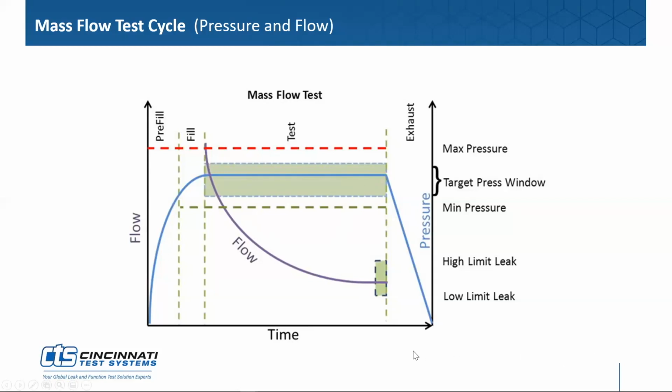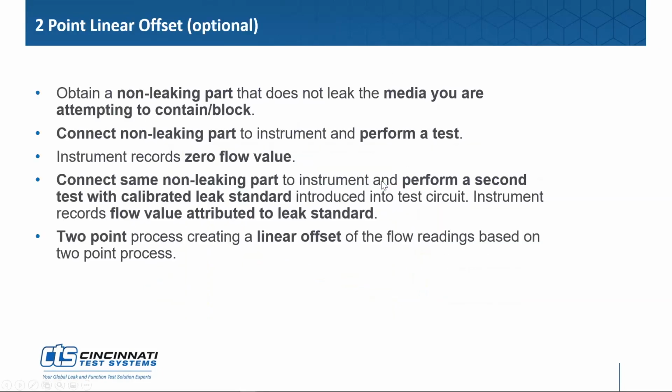All right. And you're measuring flow rate at the very end of your test time. So this is an instantaneous measurement compared to pressure decay, which is a pressure loss measurement over a set amount of time, where with mass flow testing, you're taking a snapshot measurement and then identifying flow at that time. And you can also calibrate your mass flow system.